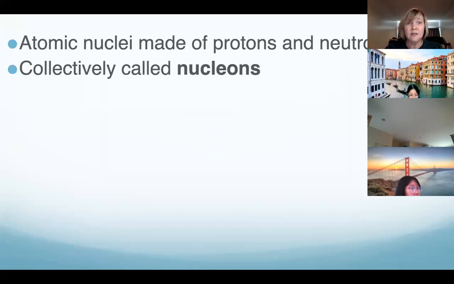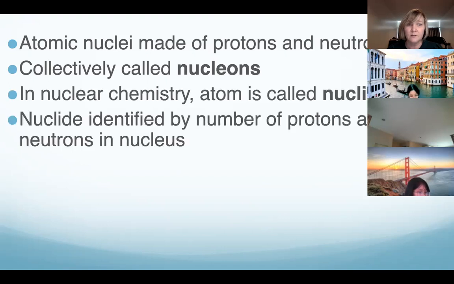So atomic nuclei are made of protons and neutrons, of course. And in nuclear chemistry, we're going to name things a little bit differently. So protons and neutrons are now called nucleons. And an atom is called a nuclide.